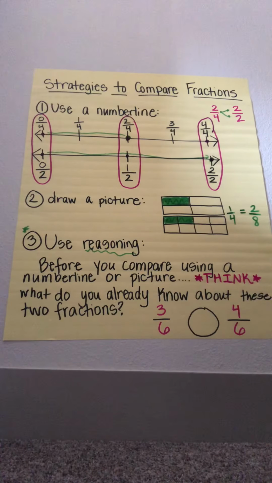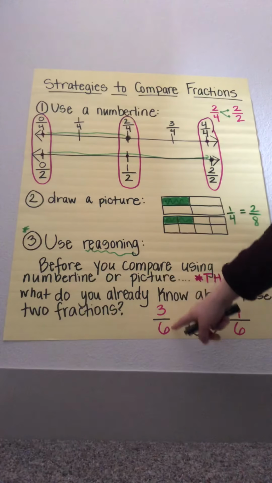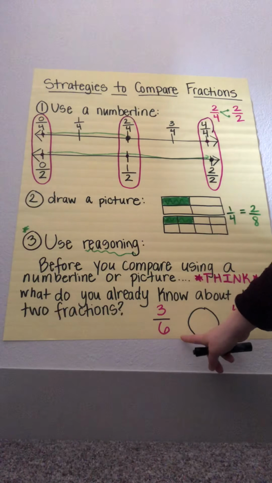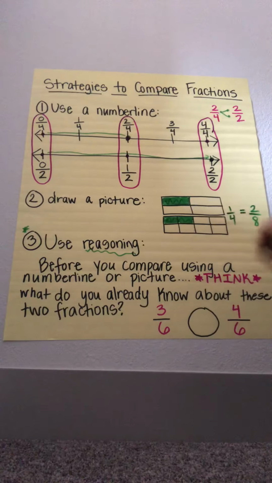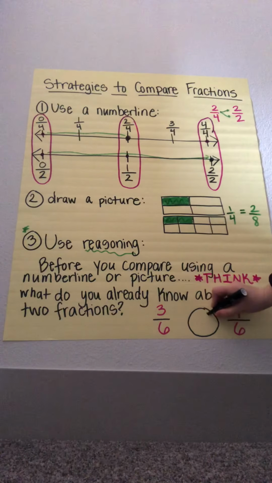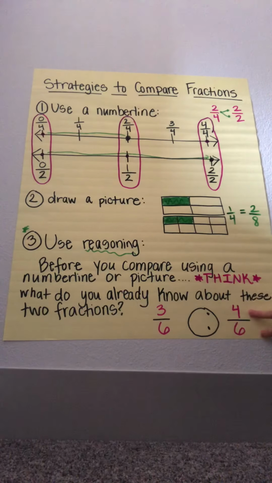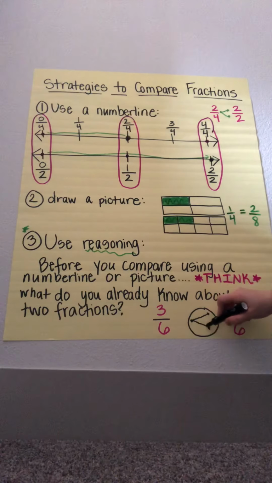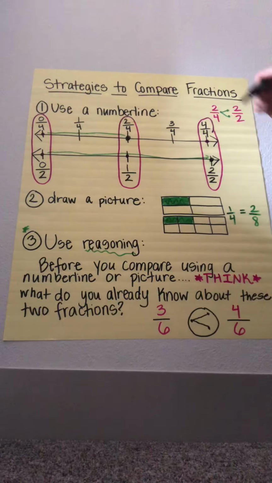Well, I know 3/6 is equal to half. 4/6 has to be more than half if 3/6 is equal to half. I also notice they have the same denominator, so they have the same number of equal sized pieces. So 4 shaded is bigger than the 3 shaded. So 4/6 would be my greater fraction. I would put 2 dots by my bigger fraction, 1 dot by my smaller fraction, and I would compare these using reasoning. I thought about what do I know about these fractions before I drew a number line or a picture. So go ahead and try those strategies today.